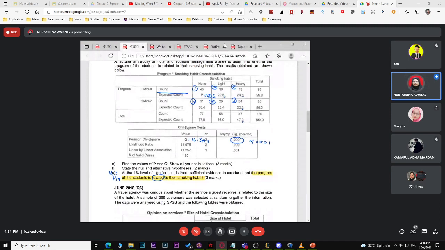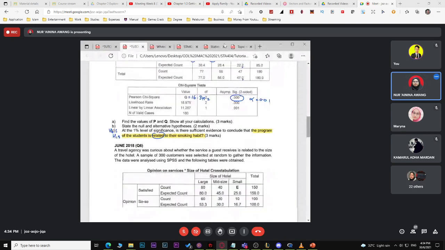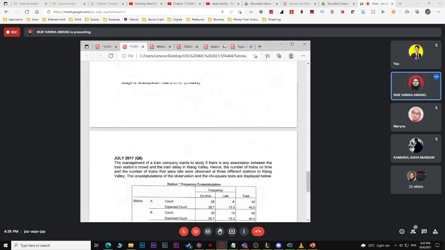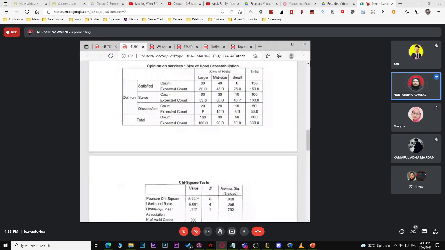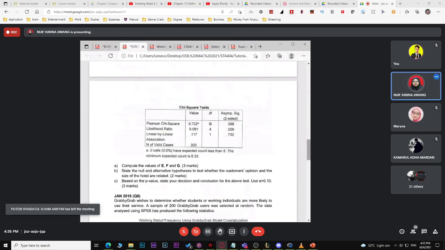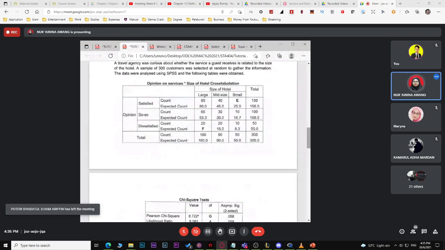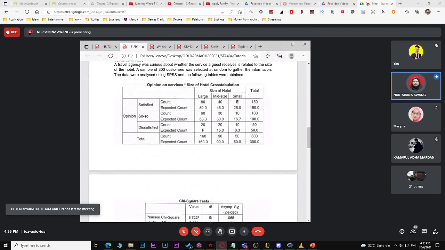Okay, and then for June 2018, the question asks you to compute the value for E, F and G. So E is your observed count, or observed frequency, or the count. So to get the value E, you just minus 150 minus 80 minus 40, or you can also minus 50 minus 10 minus 10.